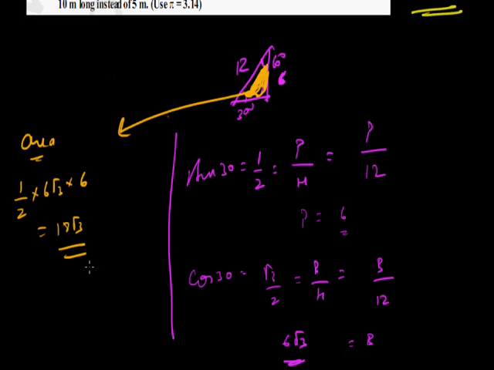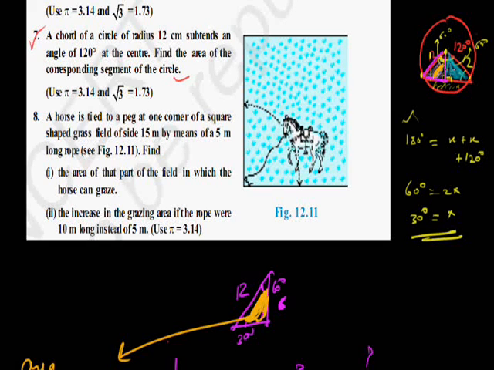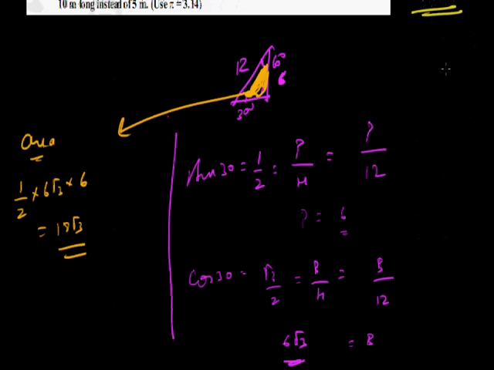Now this is the area of this triangle. This triangle and this triangle are similar, exactly similar. Therefore these two triangles have the same area. Therefore the total area of the triangle is twice 18 root 3, which is 36 root 3.